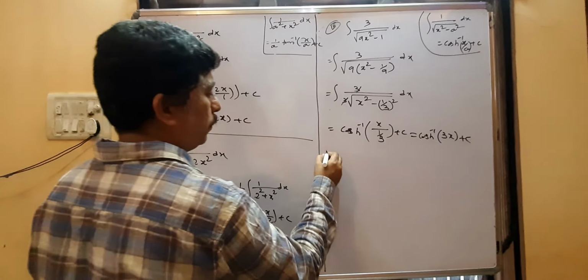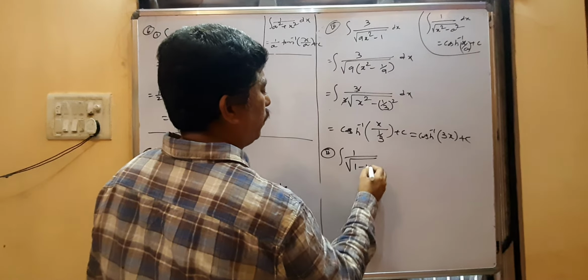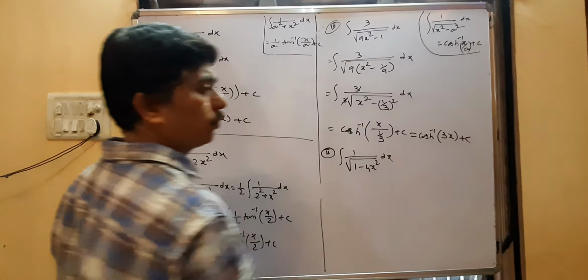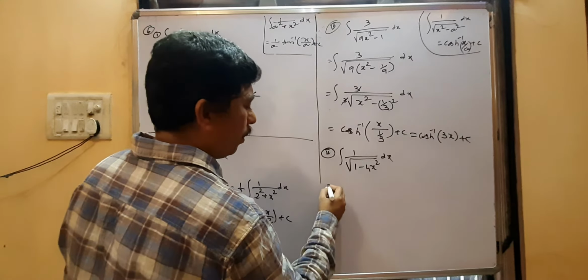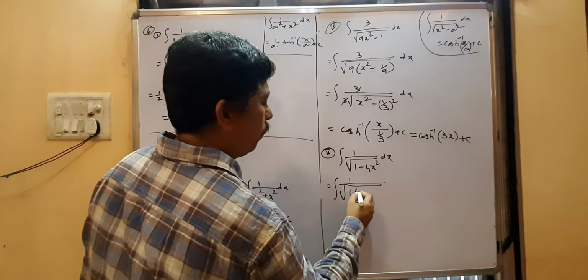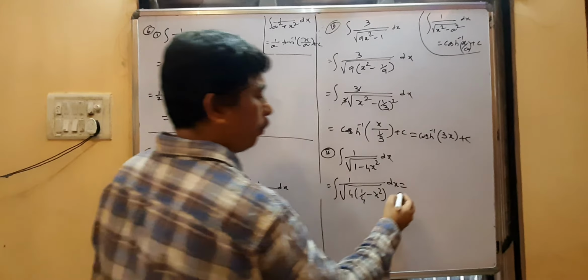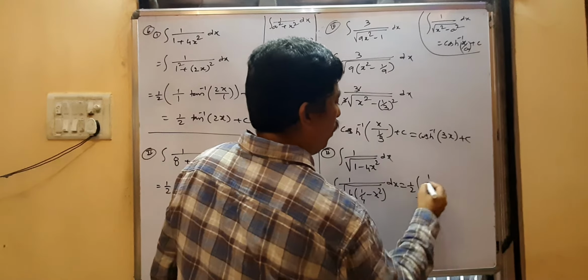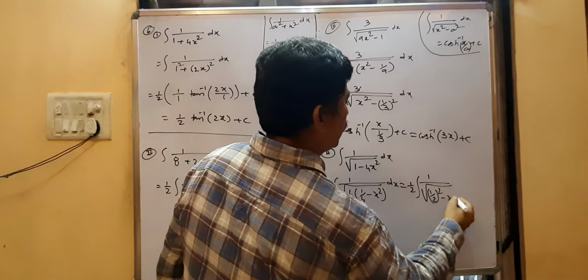Second bit: integral of 1 by root of 1 minus 4x square dx. What is the x square coefficient? It is 4, so take 4 common. Root of 4 common, 1 by 4 minus x square. Root 4 means 2, so 1 by 2 into integral of 1 by root of 1 by 2 whole square minus x square dx.